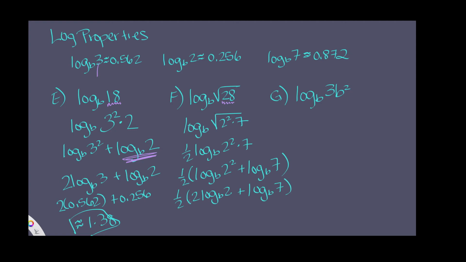The half and the 2 are going to cancel, but then we're still going to have to apply the half to the log base b of 7. So you could simplify this any way you want, but I'll just leave it for now. The half times 2 log base b of 2 I could substitute with 0.256 because that's given. Log base b of 7 I could substitute with 0.872. That is also given. And then I could grab my calculator and find that this is approximately 0.692.